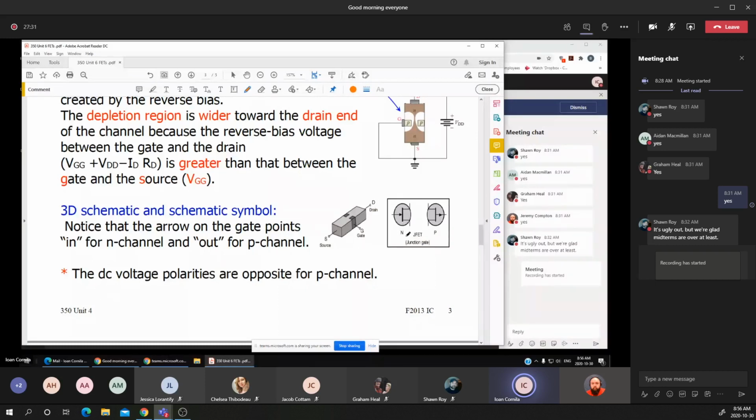Now, in terms of the symbol used for a JFET, you notice that instead of having those terminals at, let's say, 90 degrees most of the time, those terminals are straighter from the channel.